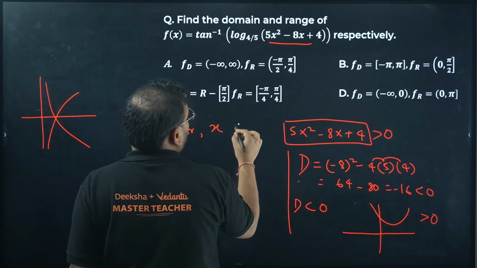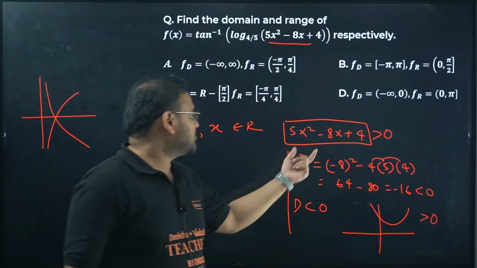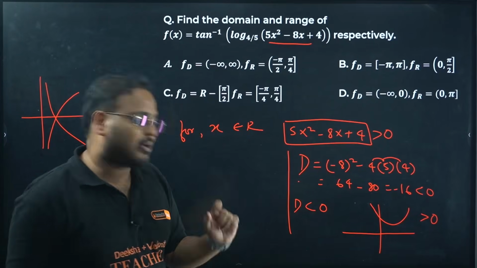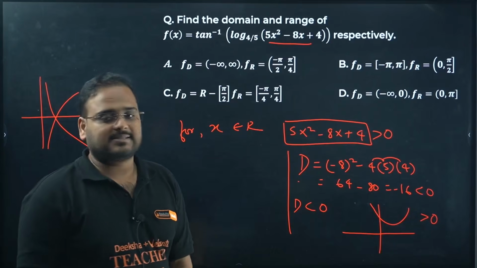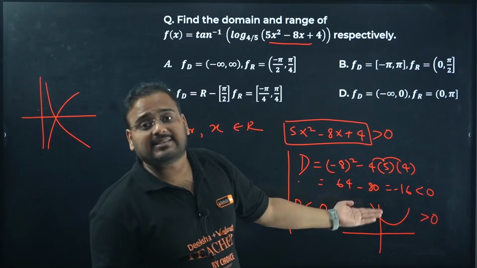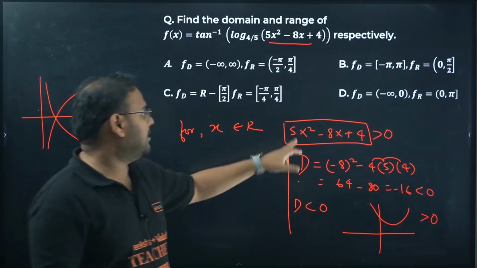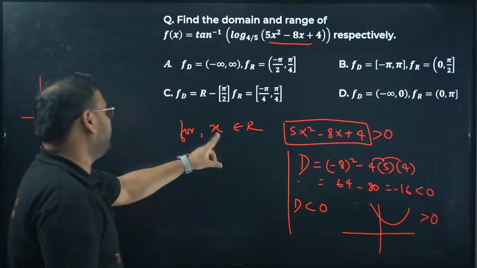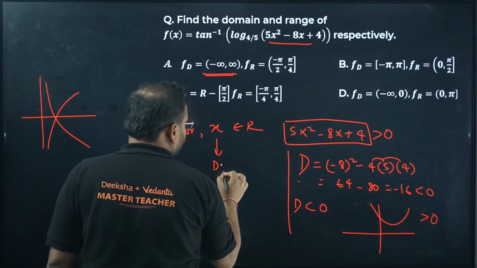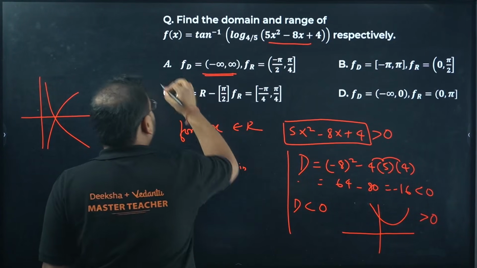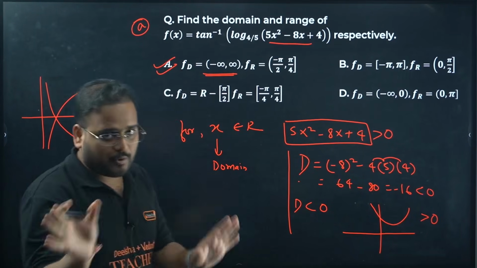For x belonging to any real number. You take any real number, the value of this quadratic is always more than 0 because the roots will be imaginary in nature. The graph always lies above the x-axis. So the value of the whole function will always be positive. For x belongs to all real numbers, check here, domain. X means what? Domain. Answer is A directly. But if you want to know the range also, no problem, we'll find it.